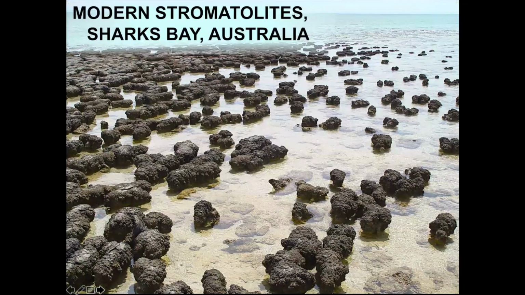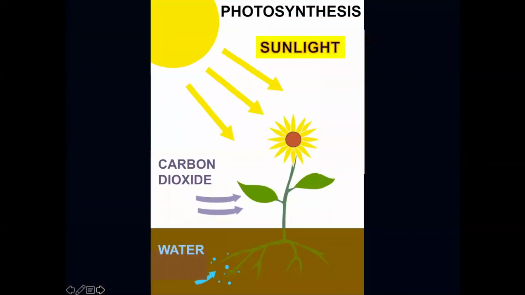And no one knew what they were until the 1950s, when they were found in a saline bay off the coast of Australia, Shark Bay. These are preserved there because the water is too salty for organisms to live that would eat them, which would happen on other coasts. So we now have photosynthesis.